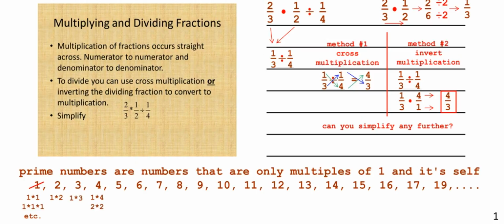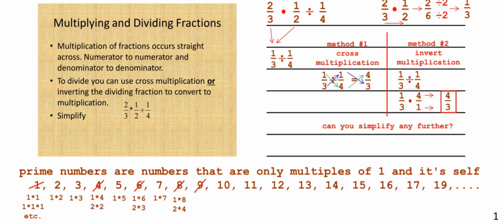4, we can go 1 times 4 and get a 4, or also use 2 times 2. That means the 4 is not a prime number because there are multiple ways of getting a 4 through multiplication. 5. Only 1 times 5 gives us a 5. 6. 1 times 6 is 6 and 2 times 3 is 6. Not a prime number. 7. 1 times 7 is 7. That's the only way to get 7. 8. 1 times 8 is 8. 2 times 4 is 8. Not a prime number since there's multiple ways of multiplying whole numbers to get an 8.